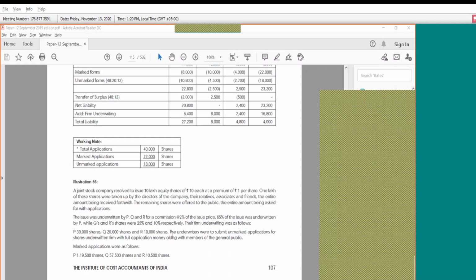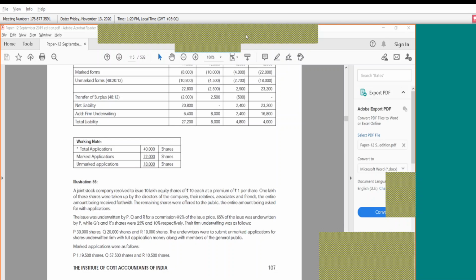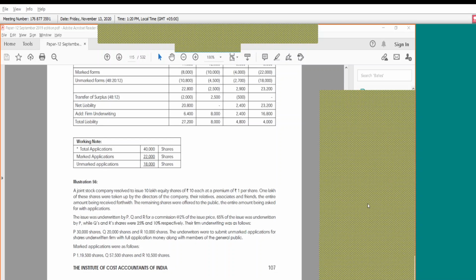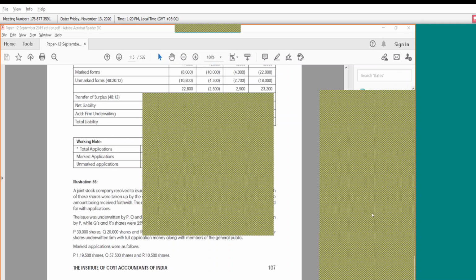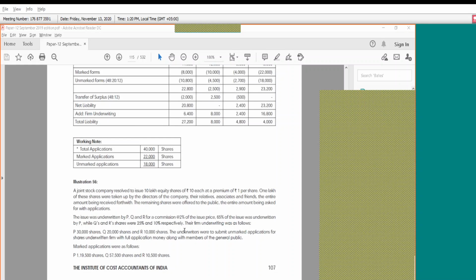Understood the meaning? Shall we proceed further? Yes, sir. How to work out this? That I will show you.